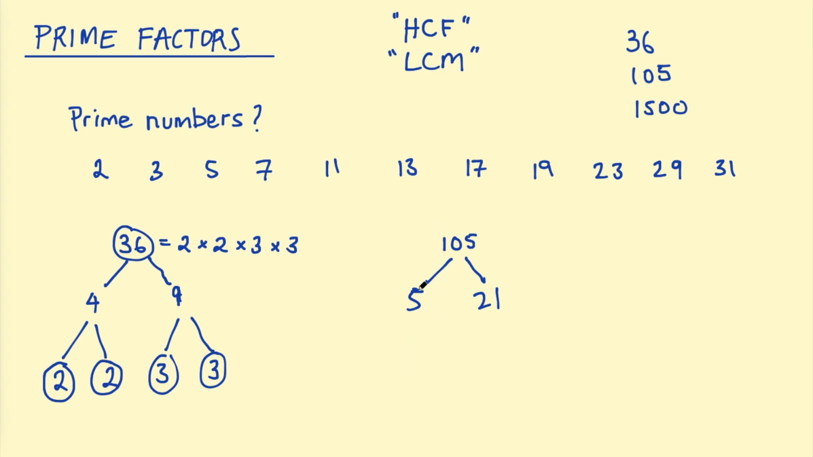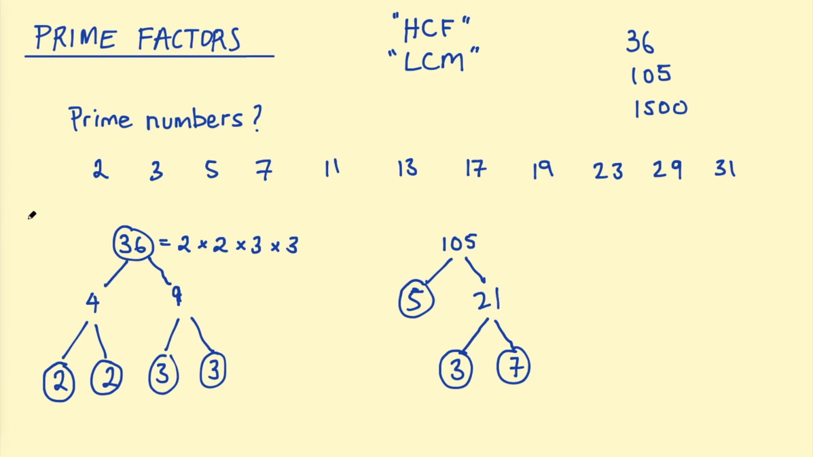Now, actually I have a prime here already, right? 5 is in our list of primes. 5 is only divisible by itself and 1, but 21 is not a prime, so we need to keep branching down. What are the factors of 21? Thank you, times tables. That's 3 and 7, and these are prime numbers. So we have the prime factors of 105.